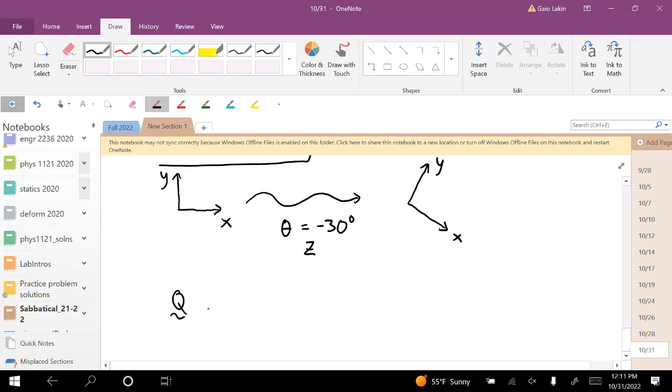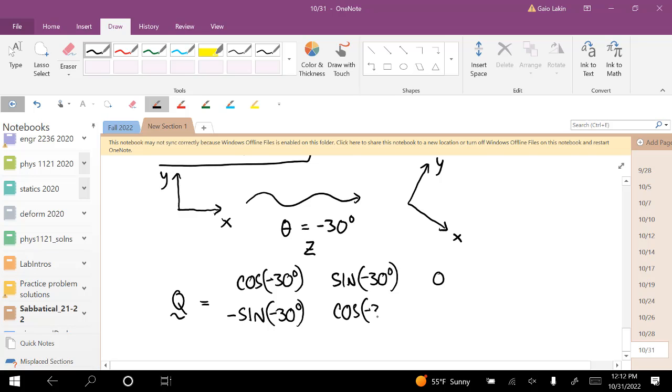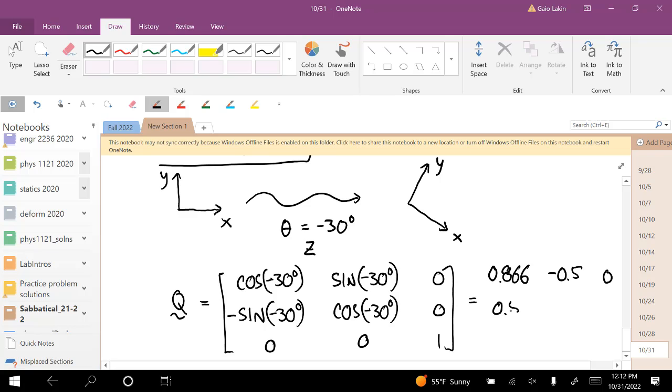So now we just plug negative 30 into that formula for the rotation matrix. So Q is cosine of negative 30, sine of negative 30, 0, negative sine of negative 30, cosine of negative 30, 0, 0, 0, 1. And so you get in decimals 0.866, negative 0.5, 0, positive 0.5, 0.866, 0, 0, 0, 1.